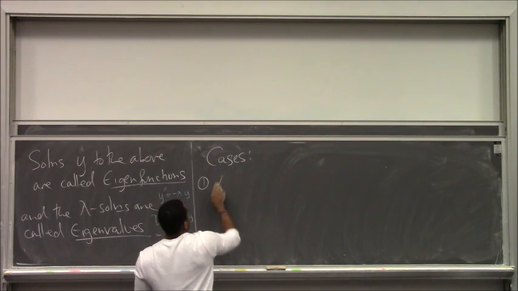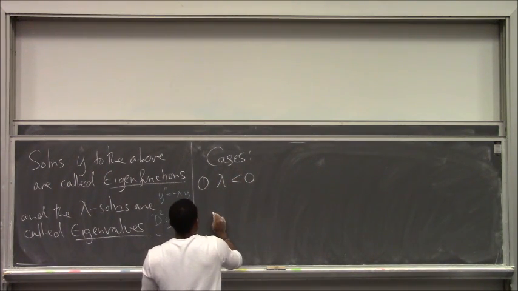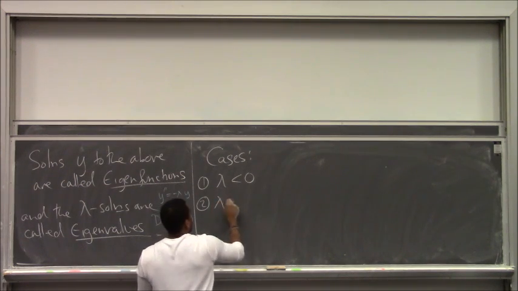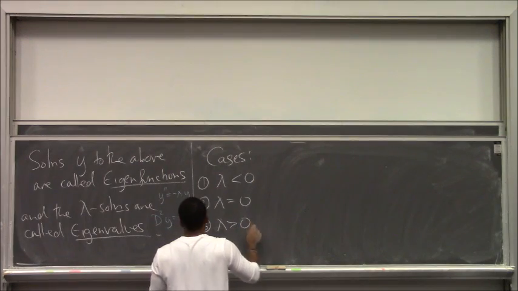Case 1: we can consider the case where lambda is a negative number. Or, which one do I want to do first? Yeah, I think negative, then 0, and 3, lambda is a positive number.